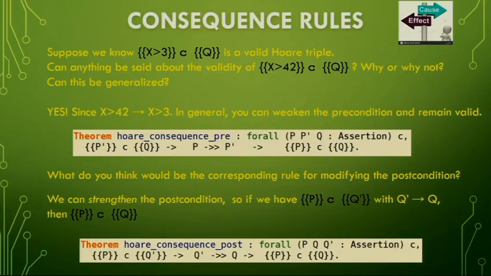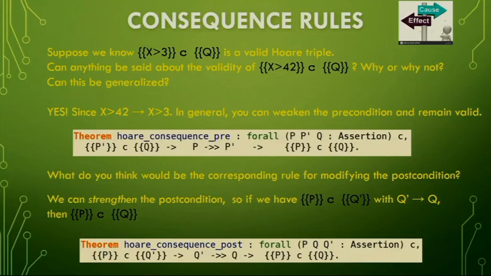Technically in Coq, they split this up as two separate rules. I just call them the consequence rules, but technically in Coq we will have to identify which one we're using. Basically, it's just what was said. If you end up with Q prime, but you know that Q prime implies Q, then we're going to have this.